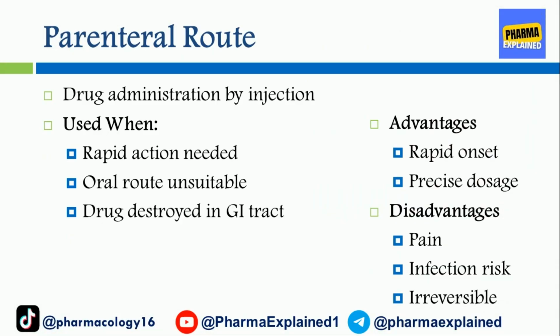B. Parenteral route. Parenteral administration introduces drugs directly into systemic circulation using injections. It is used when drugs are poorly absorbed orally, such as heparin, or destroyed in the GI tract, such as insulin, when rapid action is needed, or when the patient cannot take oral medications. Advantages: rapid onset, precise control of dosage. Disadvantages: pain, risk of infection, tissue damage, irreversible once administered.